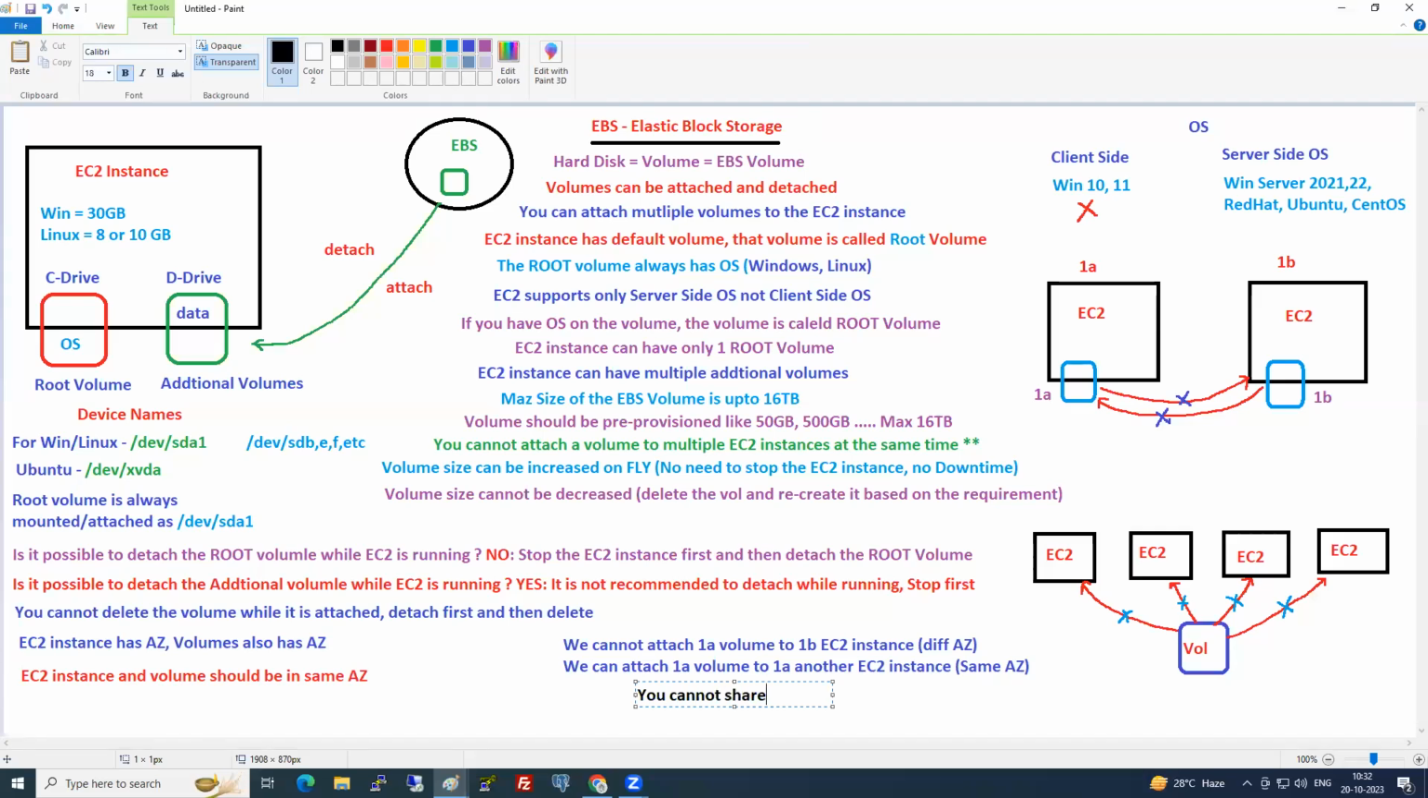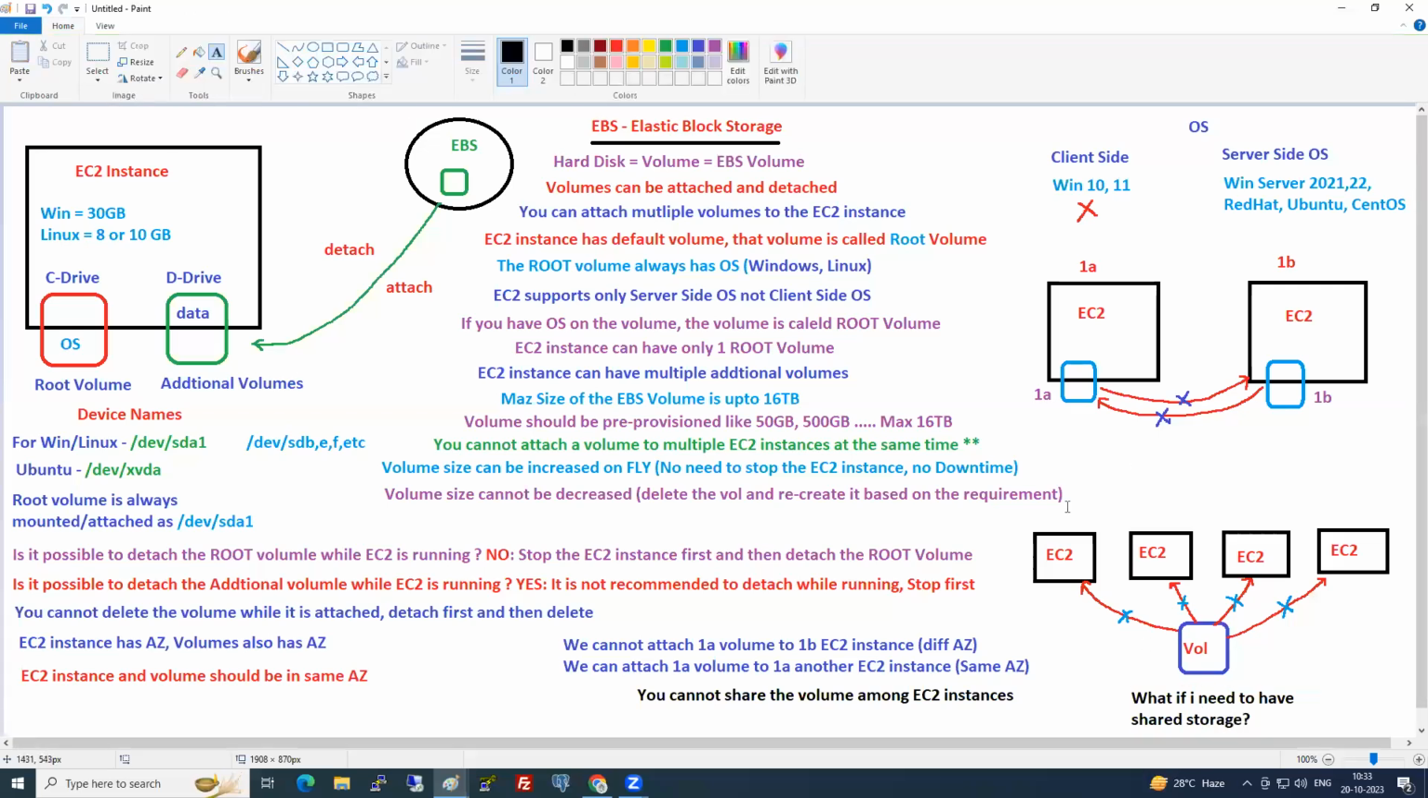You cannot share the volumes among EC2 instances. But now my question here is, what if I need to have shared storage? How? That one we'll discuss tomorrow. I understand that feeling, but time is up. So let's talk about that tomorrow.